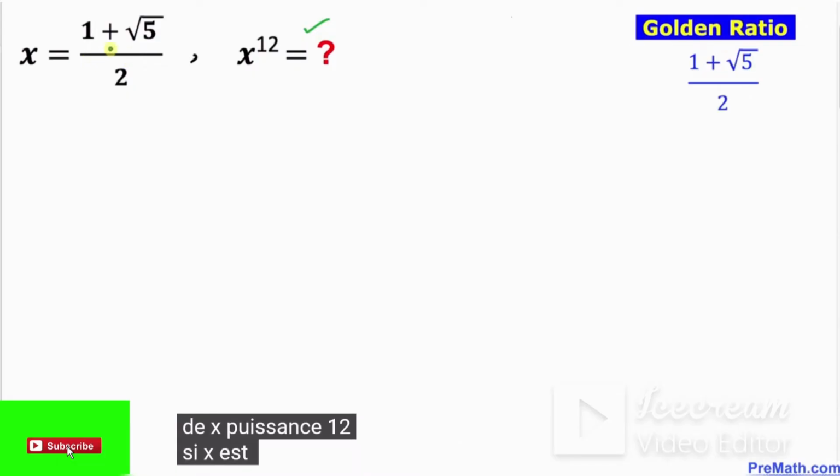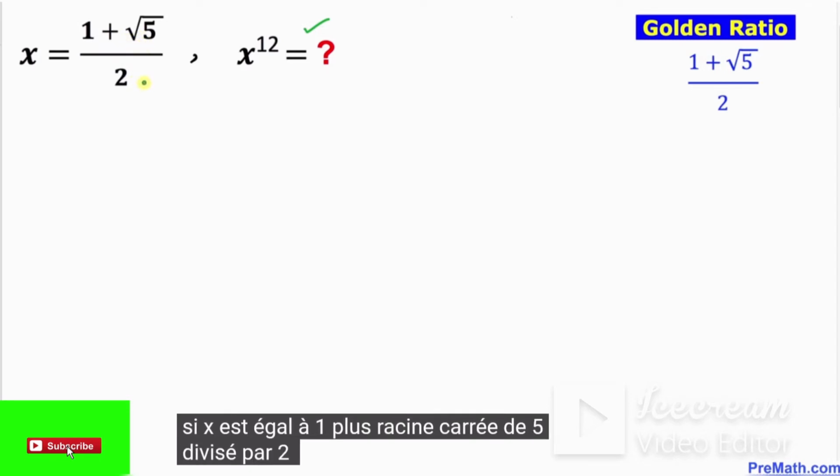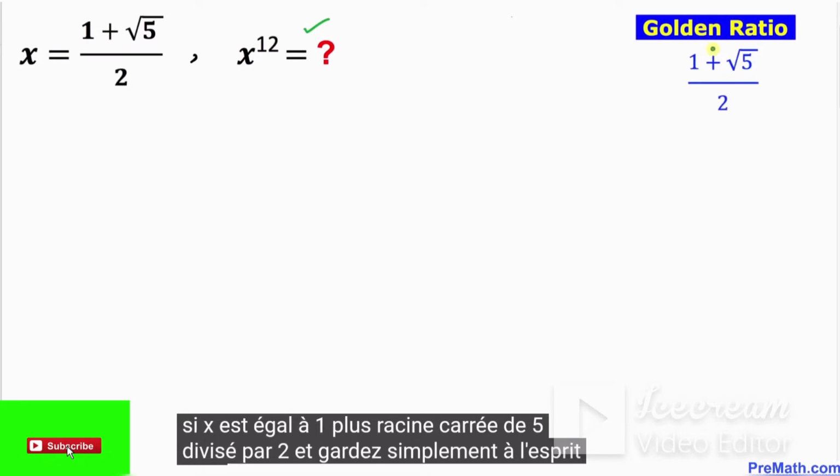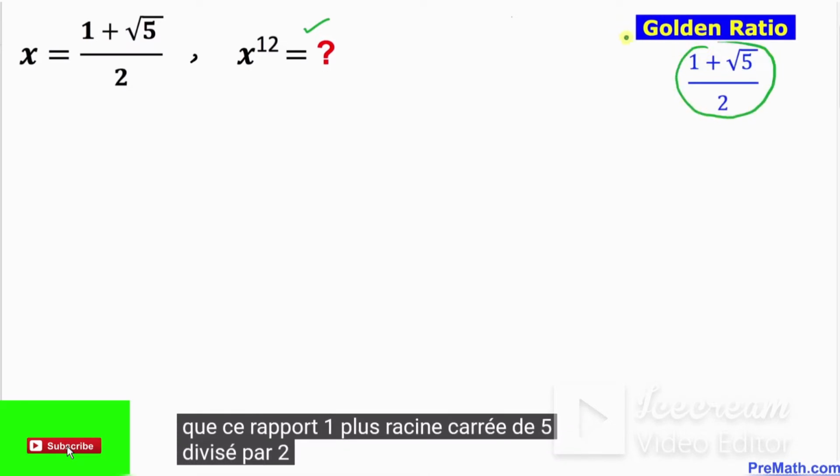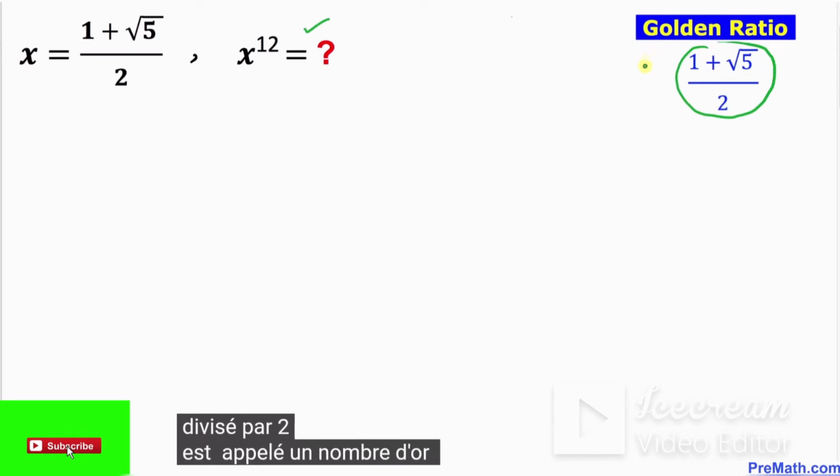If x equals (1 plus square root of 5) divided by 2, just keep in your mind that this ratio, (1 plus square root of 5) divided by 2, is called the golden ratio.